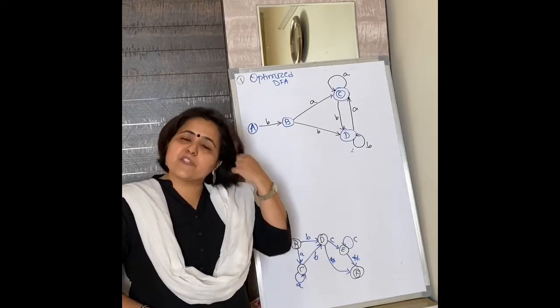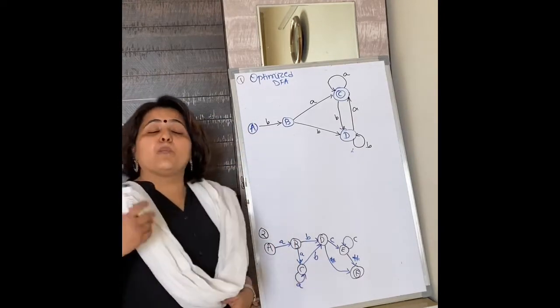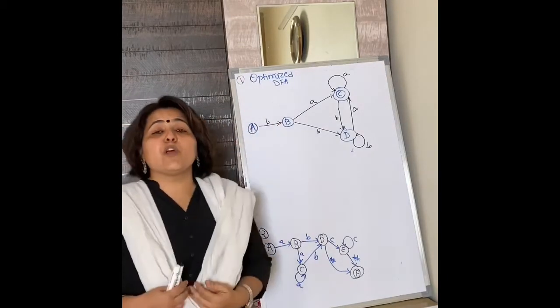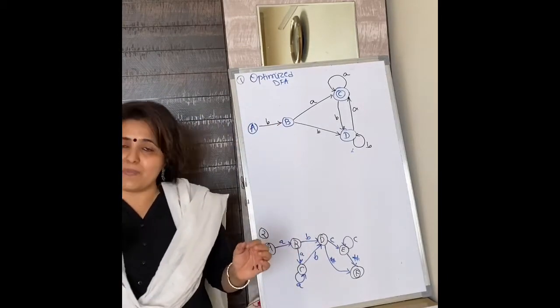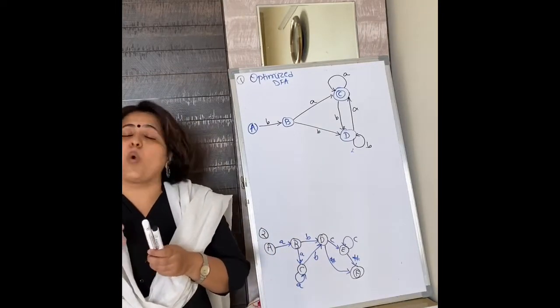So how we are going to start? The steps are very simple. I have taken two examples. For both, we are going to draw optimized DFA. First of all, we will draw for this. So for whatever DFA you have to draw optimized or minimized DFA, first of all you have to draw the state table. What is a state table?